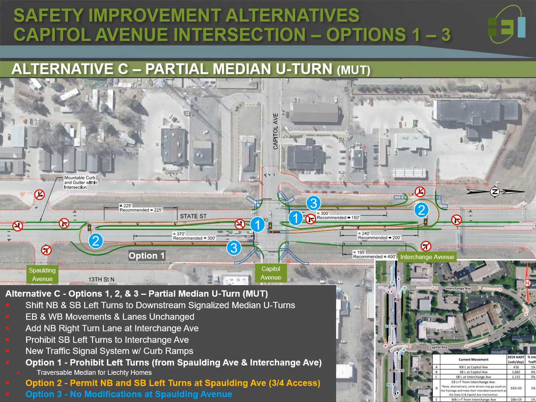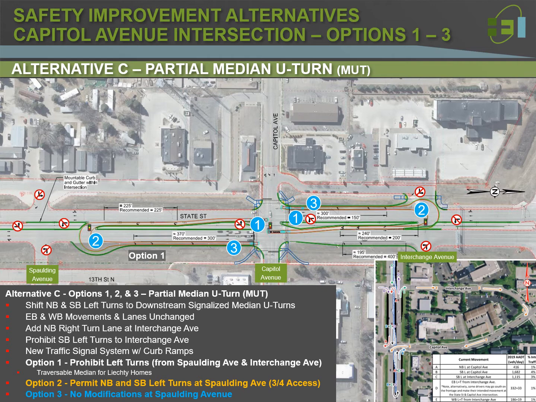Alternative C, partial median U-turn at Capitol Avenue, has 3 optional layouts, 1, 2, and 3. Base modifications with regards to Alternative C, option 1 include shifting northbound and southbound left turn lanes through Capitol Avenue, blue circle number 1, to where drivers would make a U-turn at a new signalized median location, blue circle number 2, and travel in the opposing direction to complete a right turn to continue travel along Capitol Avenue, blue circle number 3. Eastbound and westbound turning movements and traffic lanes remain unchanged.